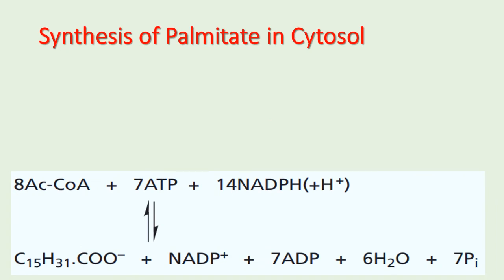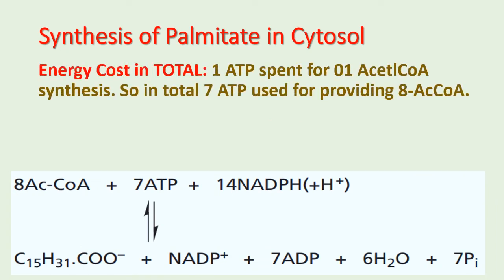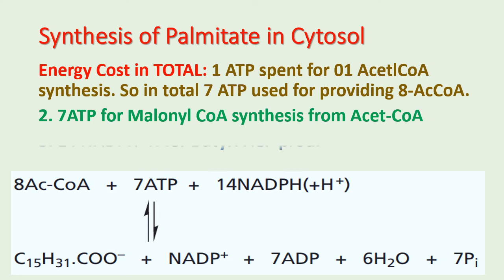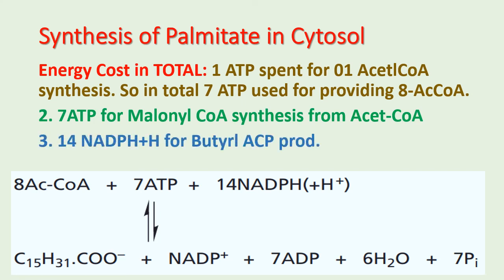If we look at the energetic efficiency of this system, 8 acetyl CoA are utilized during this reaction, and 7 ATPs are utilized, as well as 14 NADPH or 14 NADP reducing equivalents. That results in the production of a 16-carbon fatty acid with the utilization of this amount of energy.